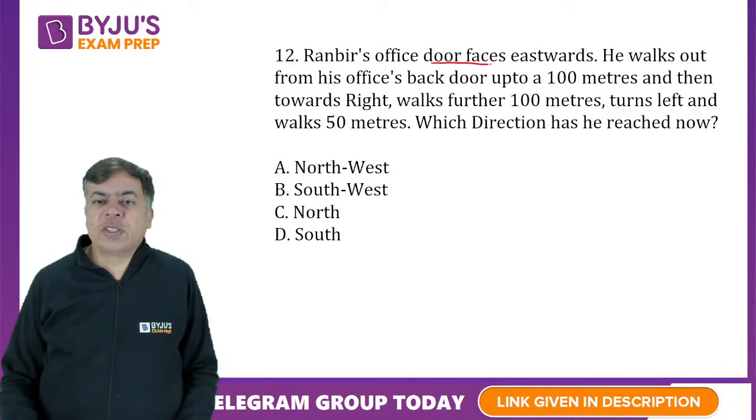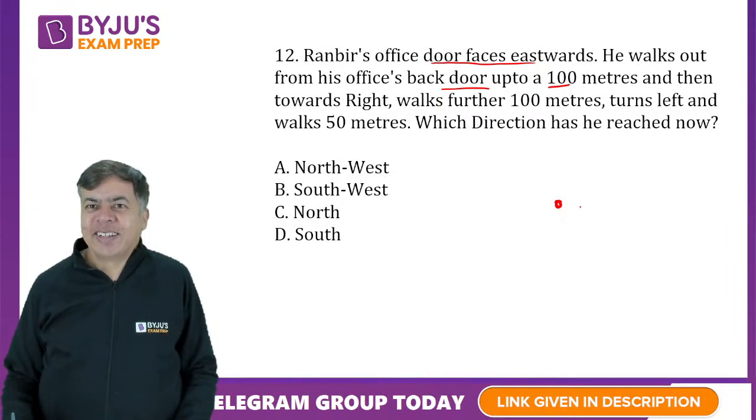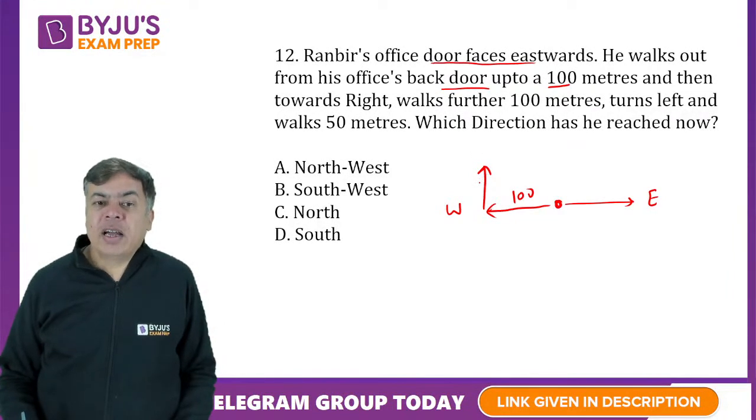He's saying his office door faces eastward. He walks out from his office back door up to 100 meter. Yes, this question is a repeated one in the exam also. Okay, let's see. So this is east. So that means he started from here, that is westward, moved 100 meter, then towards the right, and further walks further 100 meter and turned left.